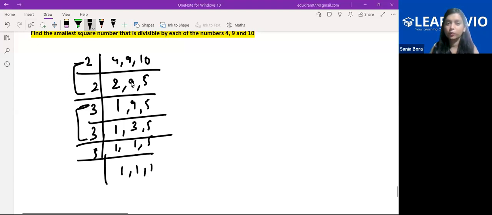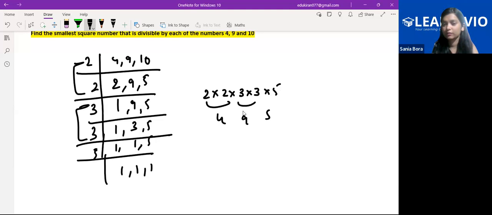Okay, so I hope you people know this now. 2 multiply by 2 multiply by 3 multiply by 3 multiply by 5. So you will multiply all of them. 2 2s are 4, 3 3s are 9 and then 5. So here you got 180.